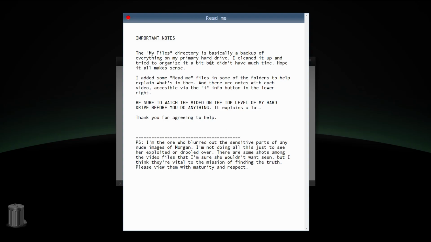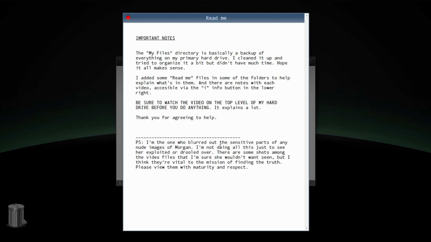My files directory is basically a backup of everything of my primary hard drive. I cleaned it up and tried to organize it a bit, but didn't have much time. Hope it all makes sense. I added some README files in some of the folders to help explain what's in them, and there are notes with each video accessible via the info button in the lower right. Be sure to watch the video on the top level of my hard drive before you do anything. It explains a lot. Thank you for agreeing to help.